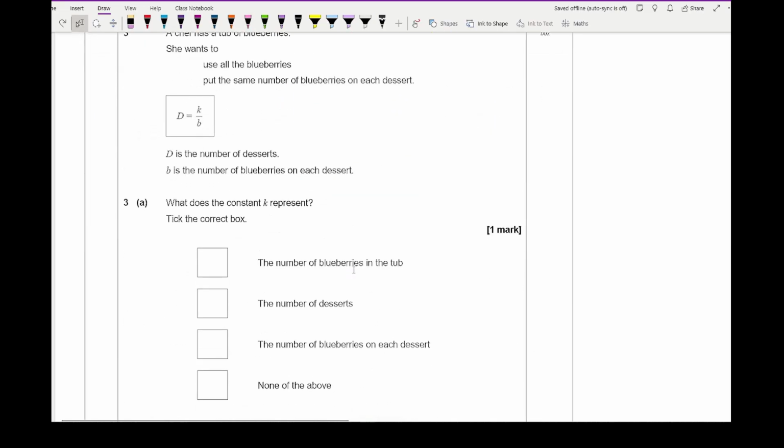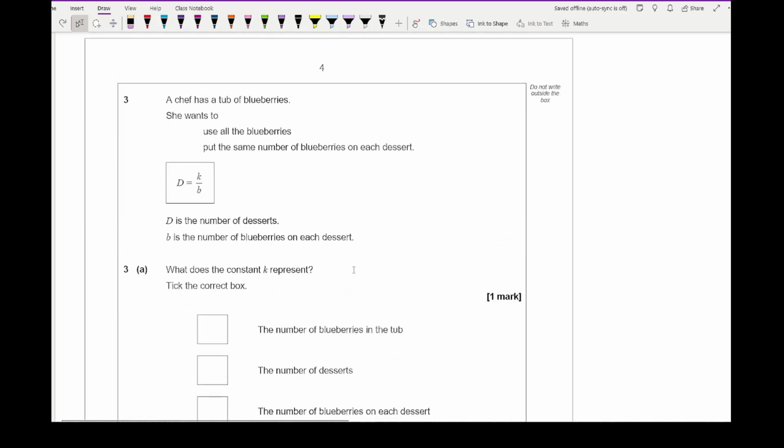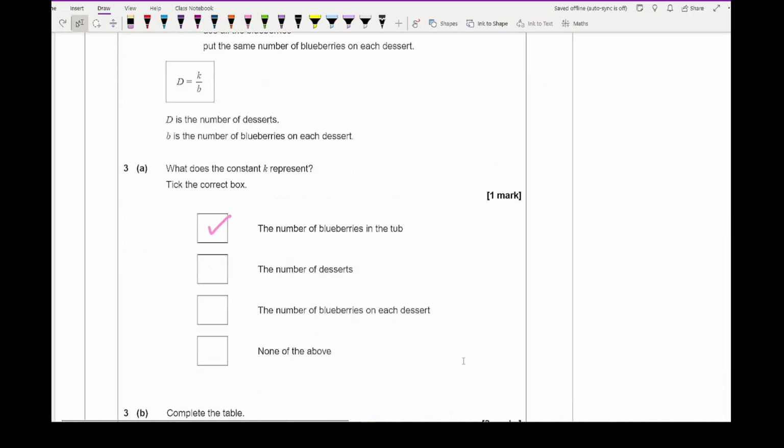Moving on to question 3, it says that a chef has a tub of blueberries. She wants to use all the blueberries and put the same number of blueberries on each dessert, and we've got a formula of D equals K over B. D is the number of desserts, B is the number of blueberries in each dessert, and question 3a is asking us, what does the constant K represent? Tick the correct box. So D is the total number of desserts, and little b is the number of blueberries in a particular dessert, then K must be the total number of blueberries in a tub. So it's the first box that we need to tick.